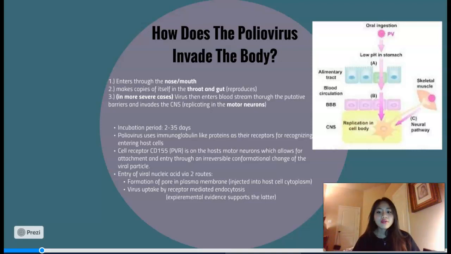And then the viral nucleic acid can enter via two routes. We have the formation of a pore in the plasma membrane, and then the virus uptake by cell-mediated endocytosis. And experimental evidence through time supports the latter.